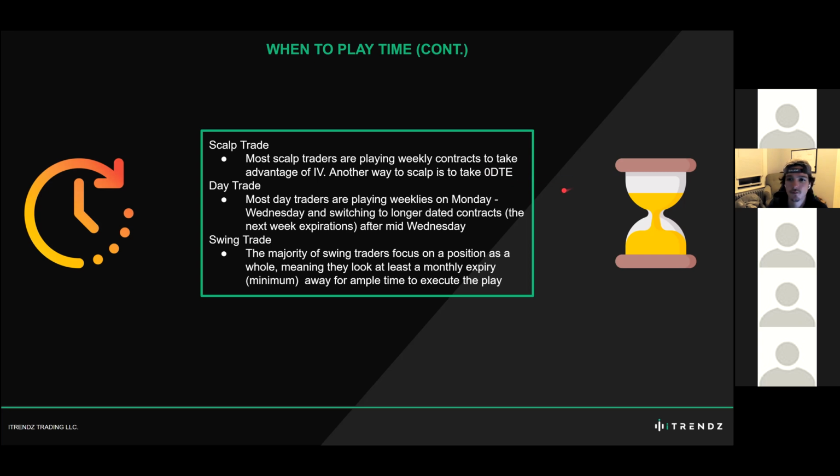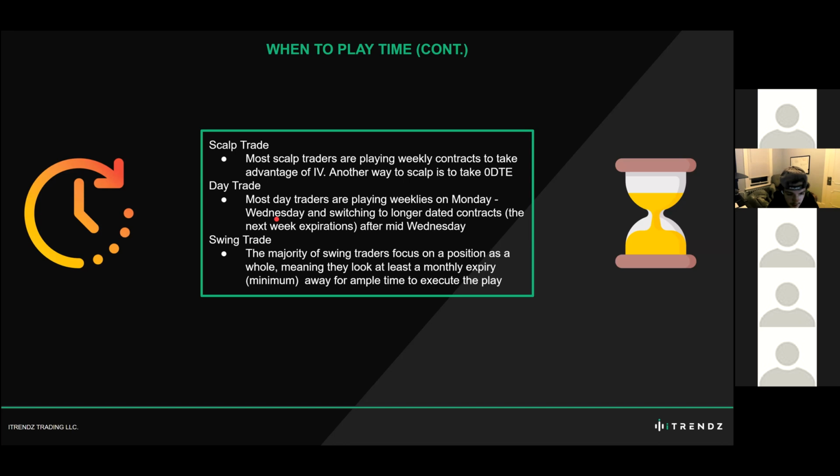Now, if you're looking at a day trade, most traders are looking at weekly contracts on a Monday and a Wednesday, and then switching to longer dated contracts that Thursday and Friday. That's because on Monday to Wednesday, the premiums for those weekly contracts are going to be at their highest. Now, at iTrends, we have our community reviews on Sunday and on Wednesday.